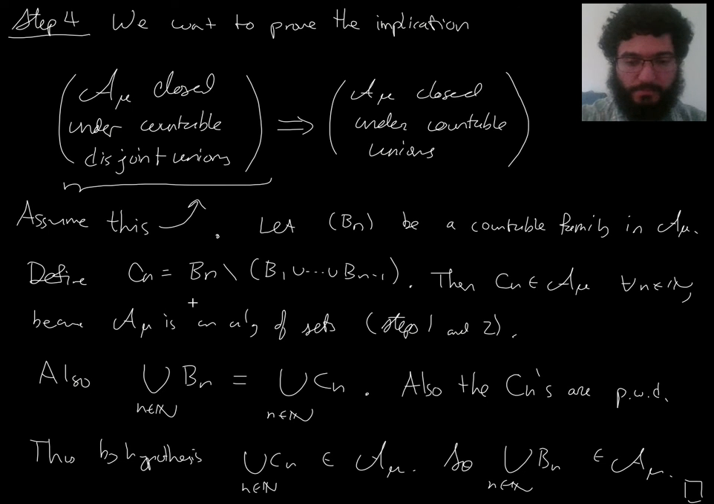Not too hard. But the main thing I want you to pay attention to is that it required knowing that these C_n's are in A_mu, which requires knowing that A_mu is an algebra of sets. So that required already having steps 1 and 2. This is why we had to build up so incrementally to do this.